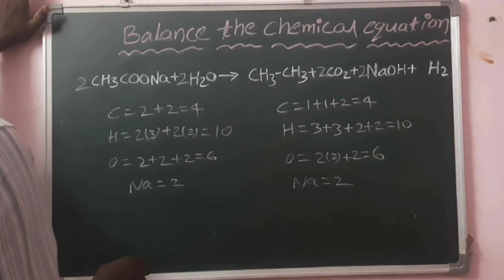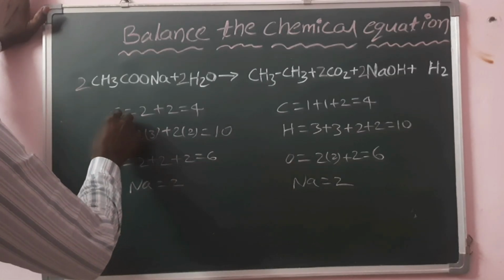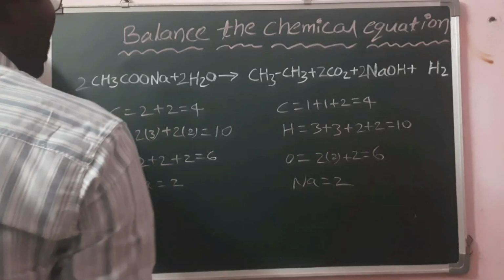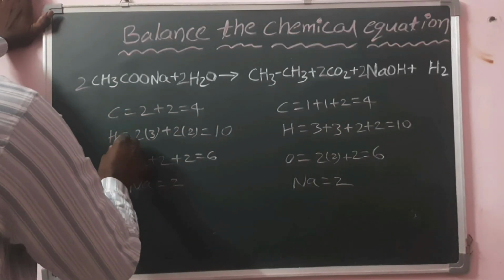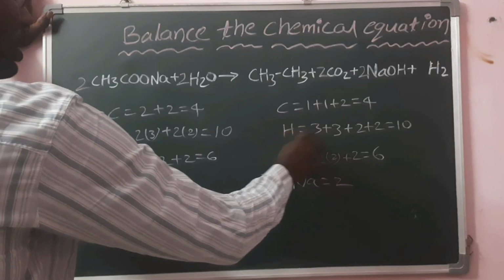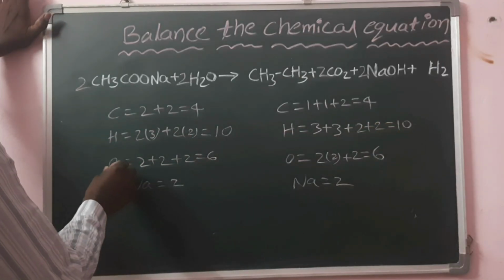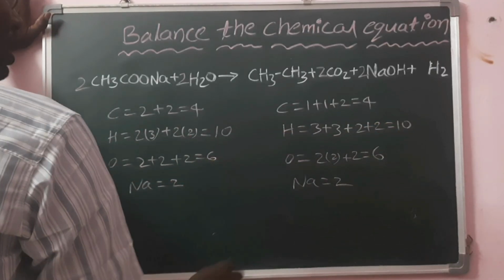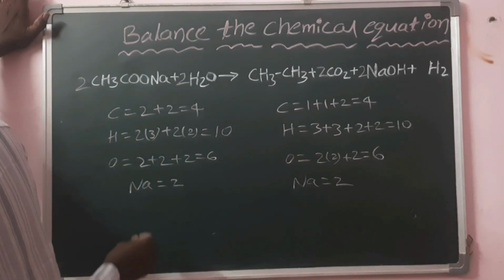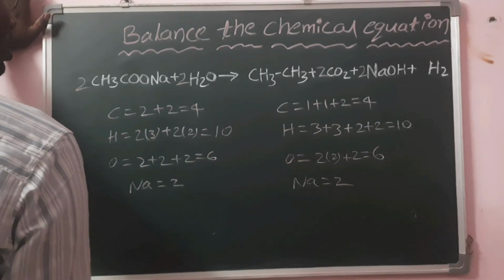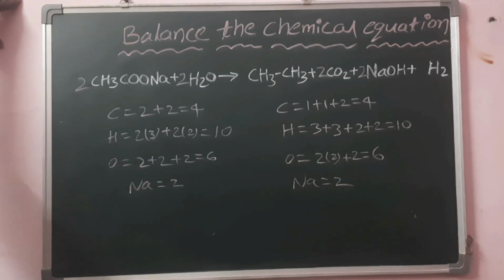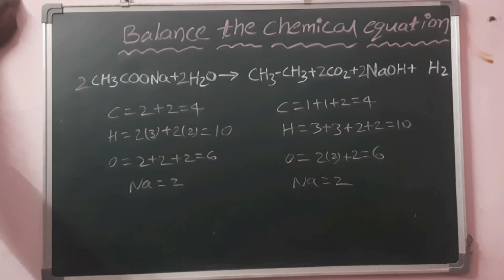So see here, on the left hand side the number of carbon atoms is 4, and on the right hand side the number of carbon atoms is 4. The left hand side hydrogen atoms is 10, the right hand side hydrogen atoms is 10. The left hand side oxygen atoms is 6, and the right hand side oxygen atoms is 6. The left hand side sodium atoms is 2, and the right hand side sodium atoms is 2. So the number of atoms are balanced on both sides.